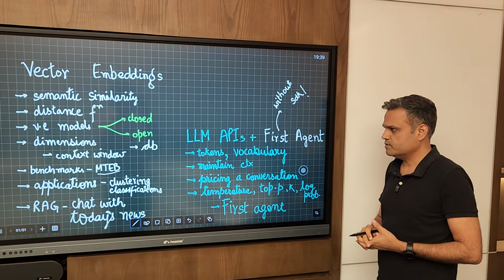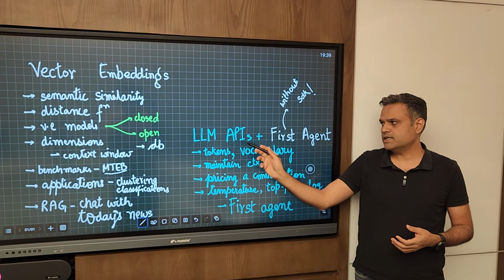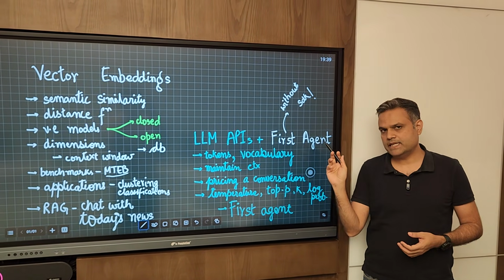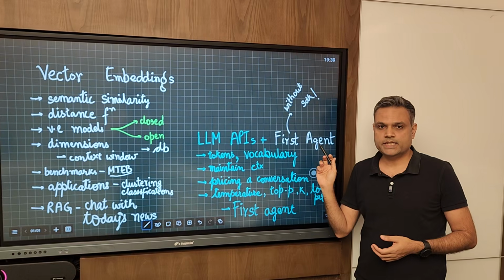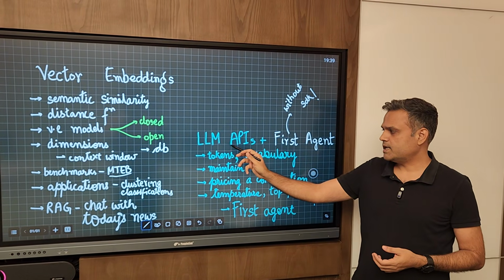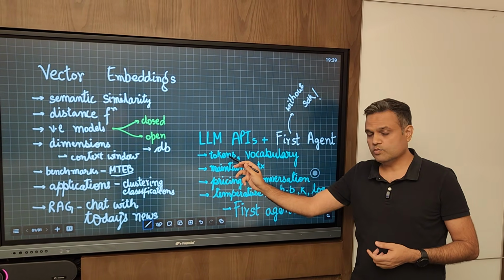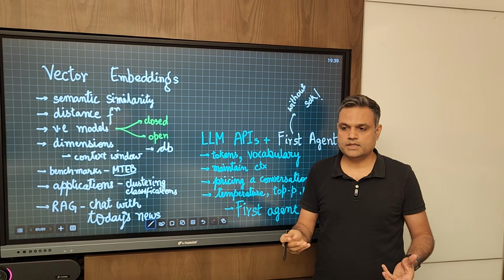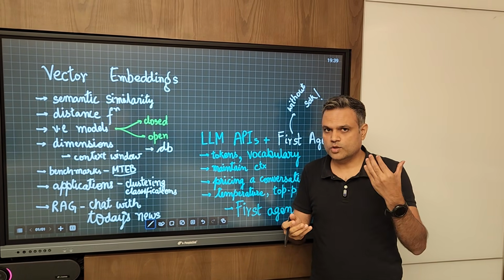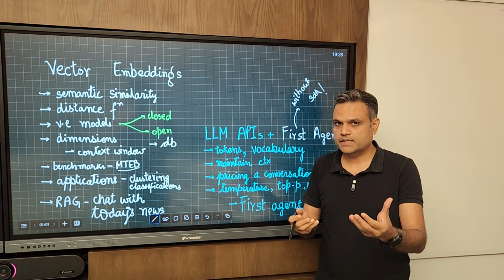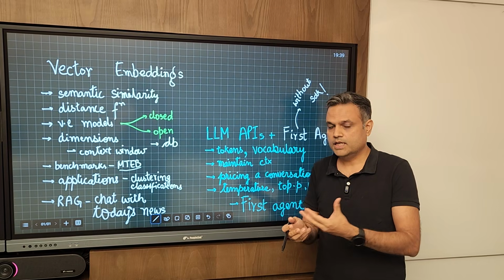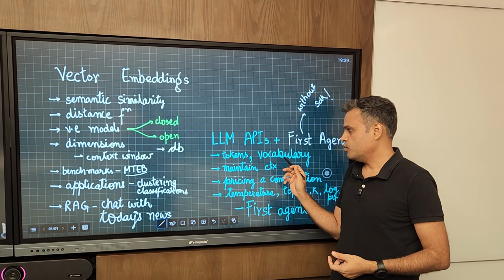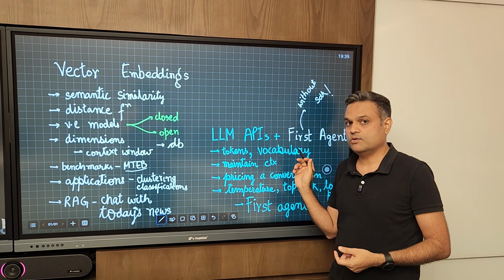Then in the second part of the workshop, we move into LLM APIs, and here we create our first agent without using any SDKs. So at the LLM API level, we discuss what tokens are, what tokenization is, what the difference is when you tokenize a sentence in Hindi or Telugu or other Indian languages versus English. We discuss what the vocabulary size of an LLM is and how it matters.